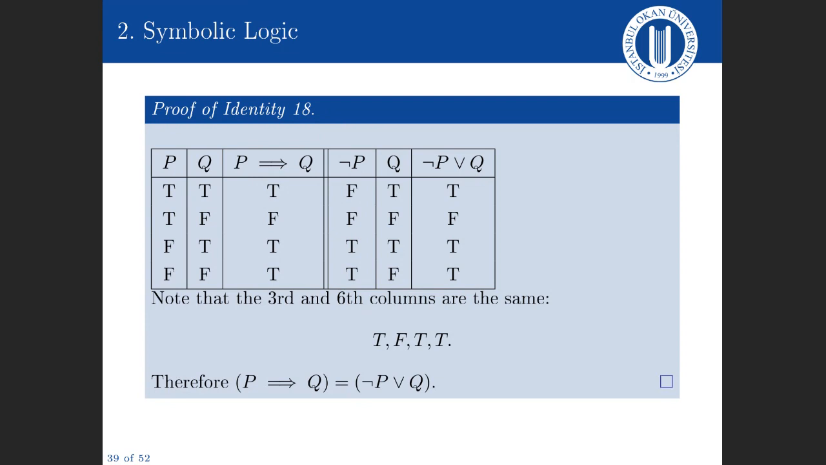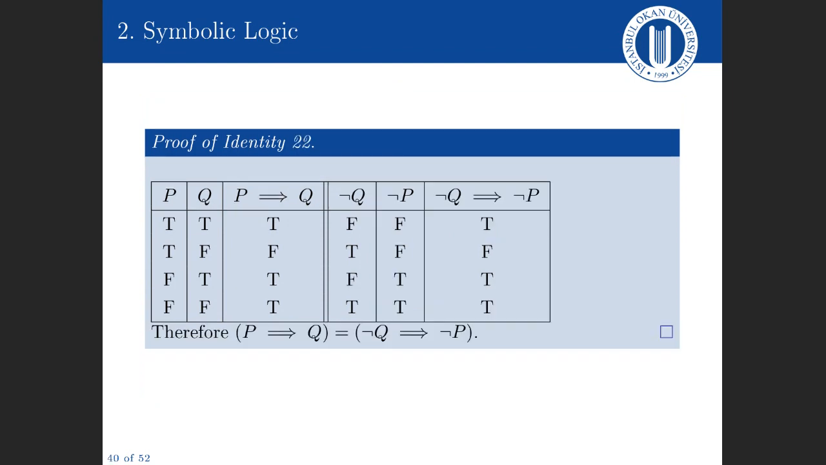And then we compare the third column and the sixth column. Both of these columns go true, false, true, true. These two columns are the same, therefore they must be equal. This proves that P implies Q is always the same as not P or Q.